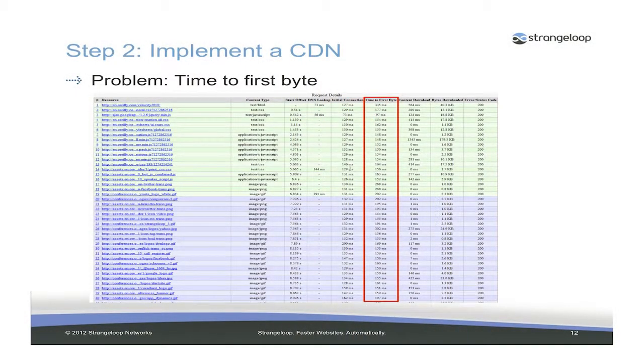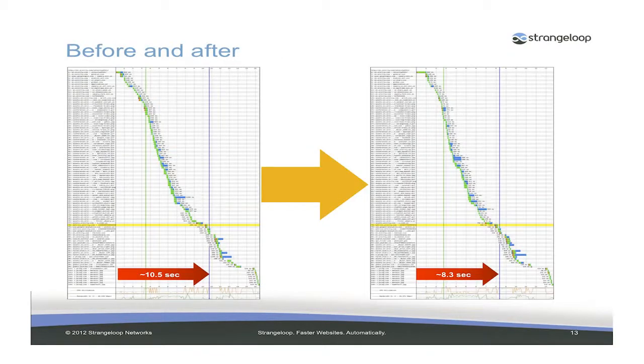So now I want to implement a CDN. When I talk about implementing a CDN in this context, I'm talking about small object delivery. What I'm talking about is I want to really improve time to first byte. So now I'm going to layer in a CDN. I was at 18 seconds. I'm now down to 10. I'm now going to put the small objects closer to the end user, and I get a speed improvement. I'm going from about 10.5 seconds down to about 8.3.